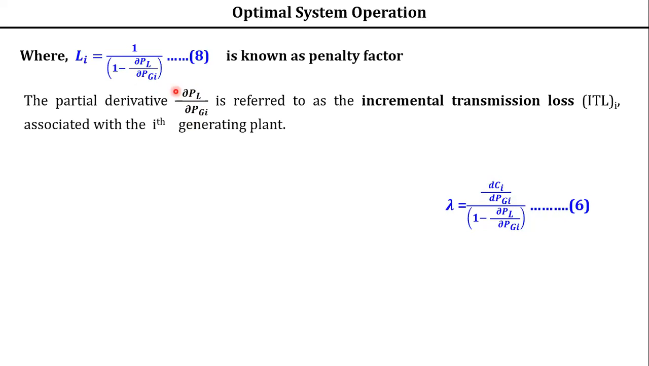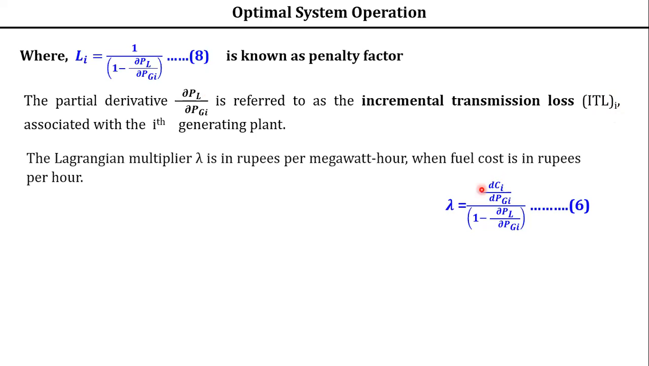So this is known as incremental transmission loss, indicated by ITL. ITL of i means incremental transmission loss at the ith unit, associated with the ith generating plant. Is it clear? It is the difference between dou PL to dou PGi and dCi by dPGi. Now the Lagrangian multiplier lambda, what is the unit? We have represented incremental fuel cost in rupees per megawatt hour.